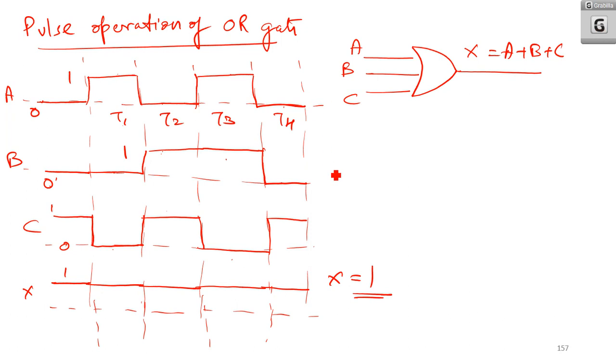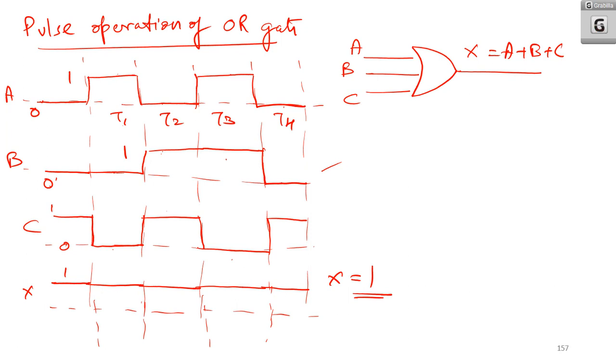According to the pulse train which I have drawn. Okay. Hope you have understood the pulsed operation of AND gate and OR gate. Okay. So you can have it for any number of inputs.